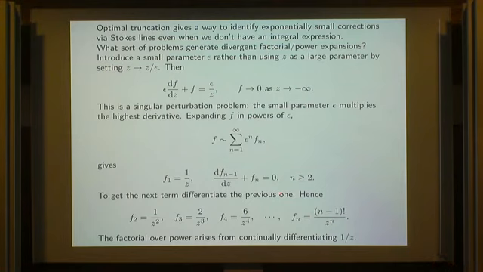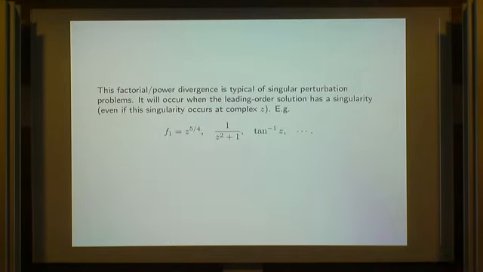So the factorial over power is really Darboux's theorem. It comes from continually differentiating a singularity. So I had a 1 over z in the leading order problem. If I continually differentiate it, I'm going to end up with n factorial over z to the n. I get a power of z every time I differentiate, and then because the powers are increasing, I get a factorial on the top. So the factorial over power divergence is typical of singular perturbation problems. It occurs whenever your leading order solution has a singularity. And so here the singularity was at the origin, but of course the singularity can be off in complex space. It doesn't matter. You're always going to get factorial over power divergence.